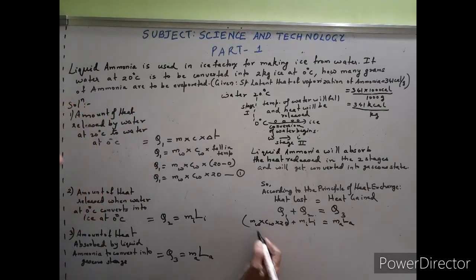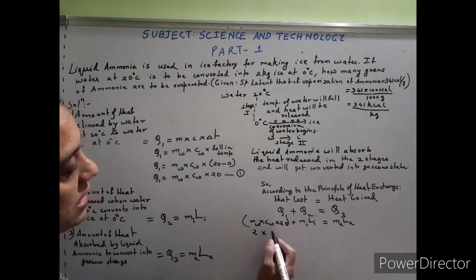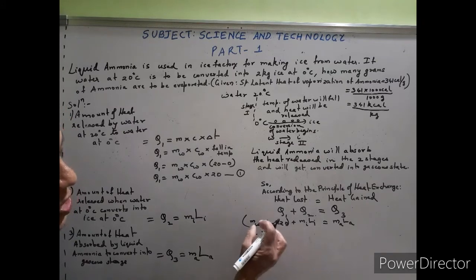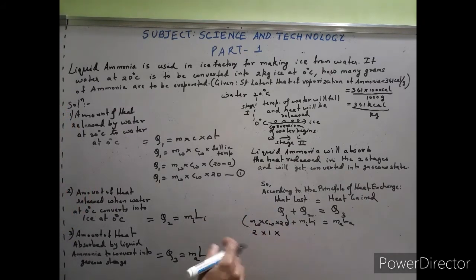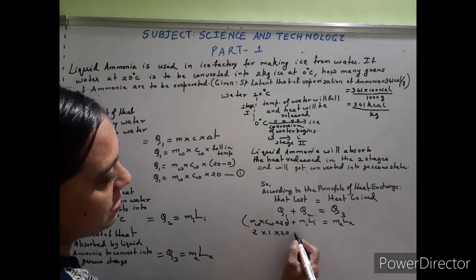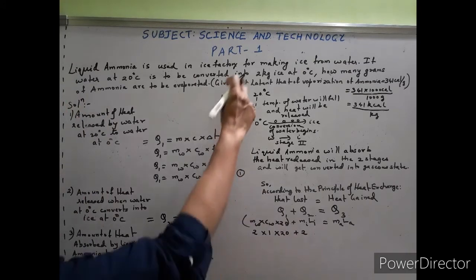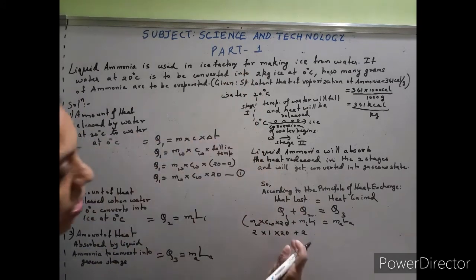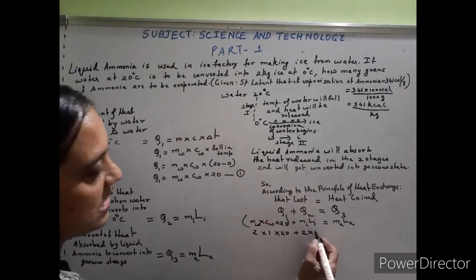So mass of water is 2 kg. जो आइस का है वही water का मास लेंगे. So 2 kg. Specific heat capacity of water is 1 calorie per gram degree Celsius, 1 kilocalorie per kilogram degree Celsius. 1 ही रहेगा. So 1 into 20 plus mass of ice is 2. वही जितना आइस का मास है 2 kg उतना ही पानी का भी मास रहेगा. So 2 into specific latent heat of fusion of ice is 80.